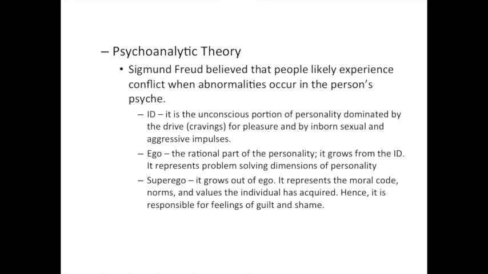By Sigmund Freud, and he believed that people likely experience conflict when abnormalities occur in the person's psyche. Now, according to him, there are three parts of a human mind, a human psyche. And these are id, ego, and superego. Now, first, id, it is the unconscious portion of personality dominated by drive for pleasure and by inborn sexual and aggressive impulses.